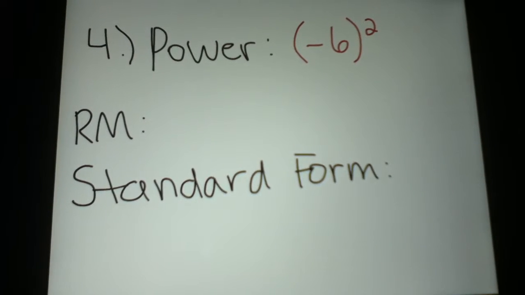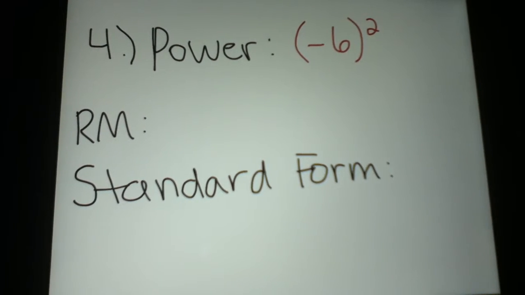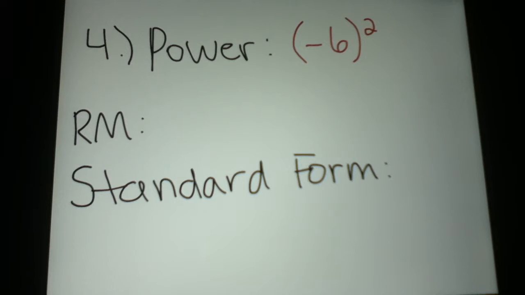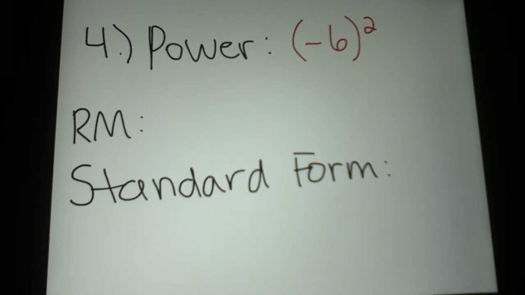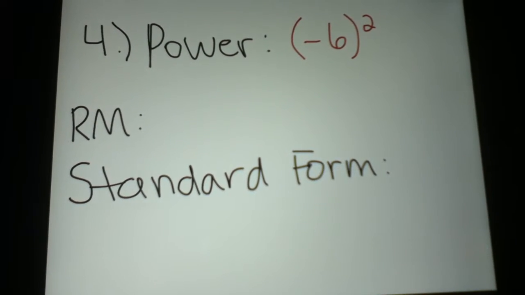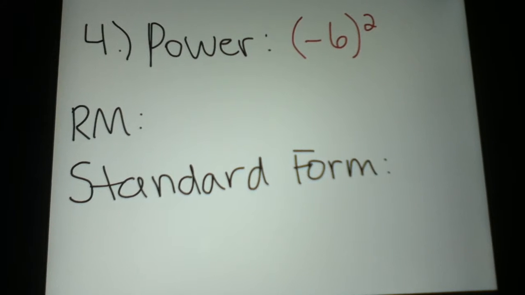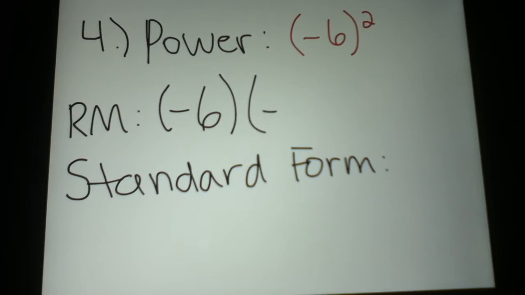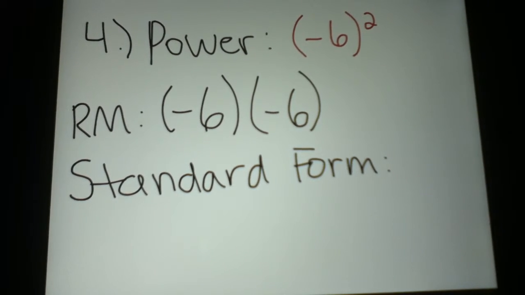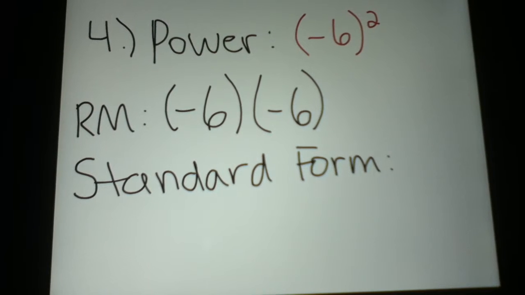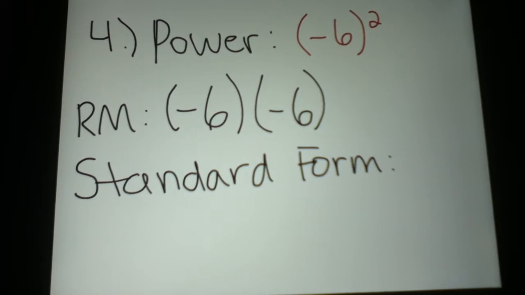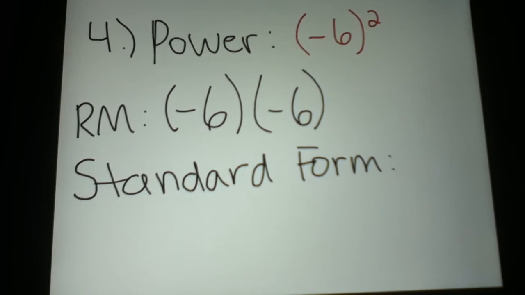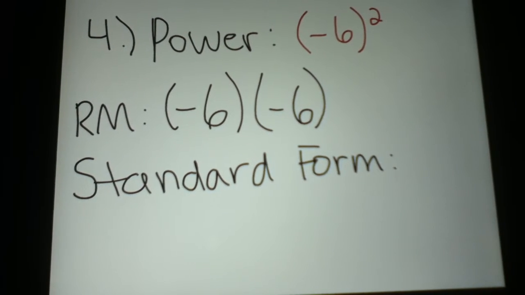Now that we understand the basics, we can move on to example 4, which contains brackets and a negative symbol. What the brackets indicate is that the negative is part of the base. So let's start off with the repeated multiplication that will look like this. There is no need for the multiplication symbol in between the brackets because when there's just brackets like that, it indicates that it is multiplication.